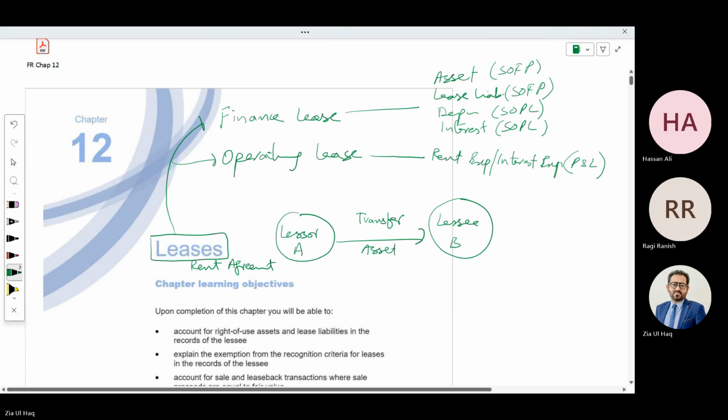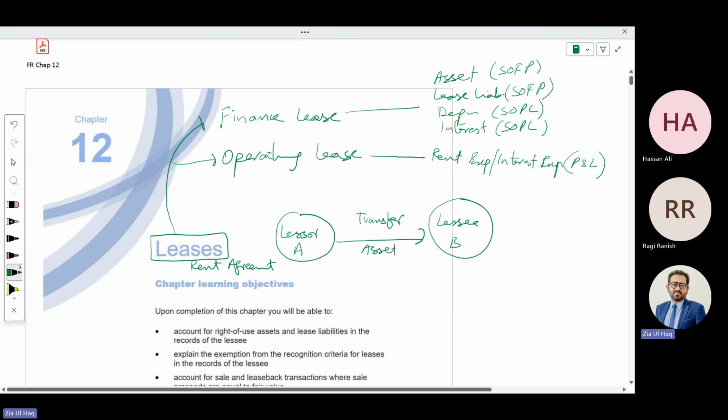The rent you are paying. Or if you are using any asset, like a car, whatever amount you are paying to the lessor against that car is called rental expense or interest expense. Is it fine?